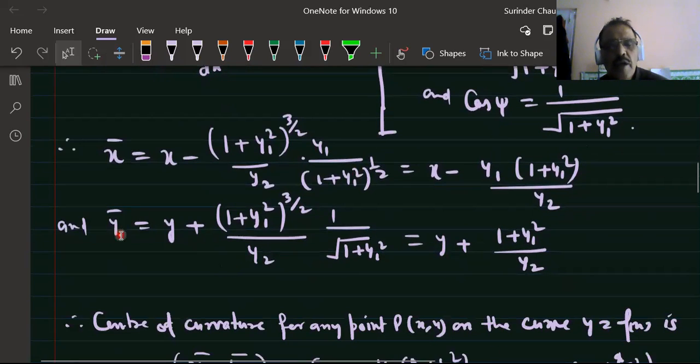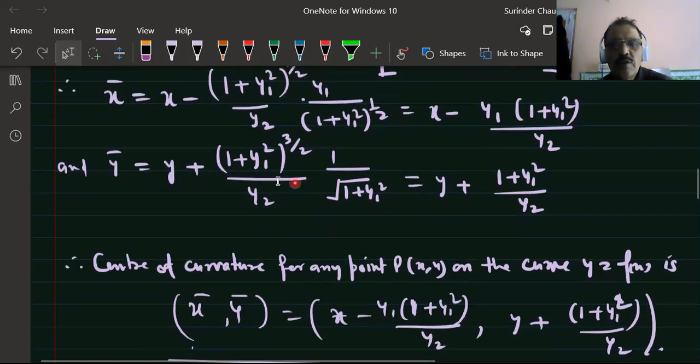Similarly, the y coordinate of the center of curvature will be y bar equal to y plus rho cos psi, where rho is (1 plus y1 squared)^(3/2) upon y2 and cos psi is 1 upon root of 1 plus y1 squared. After simplification we get y bar equal to y plus (1 plus y1 squared) upon y2. So these are the coordinates of the center of curvature at any point.